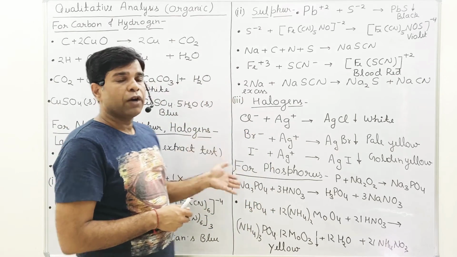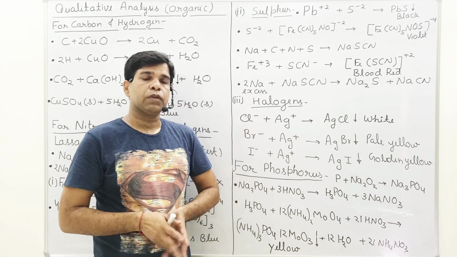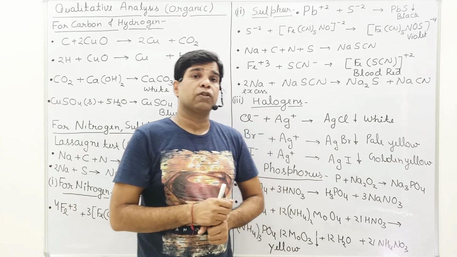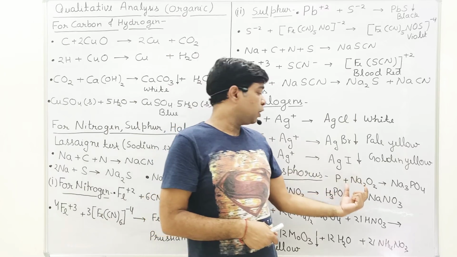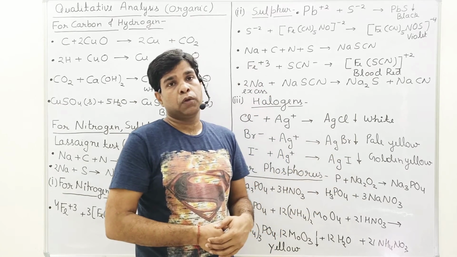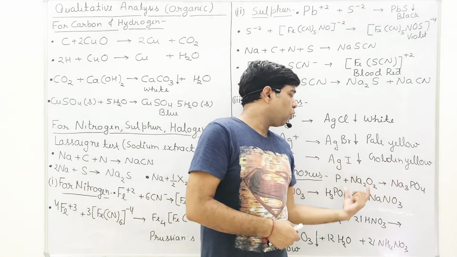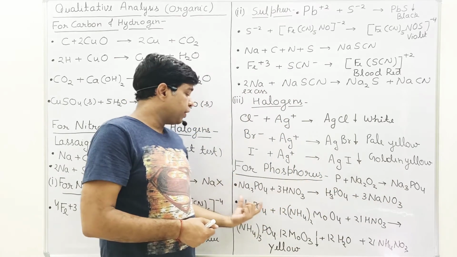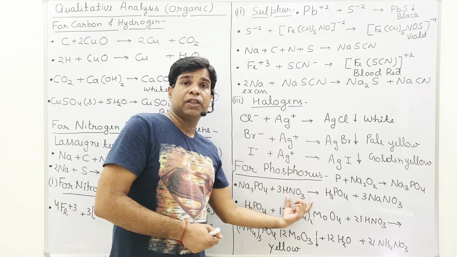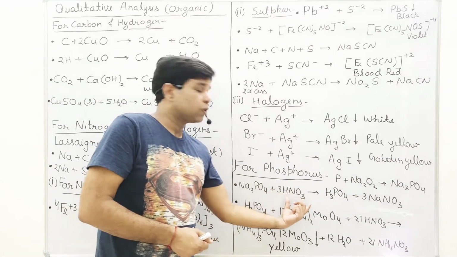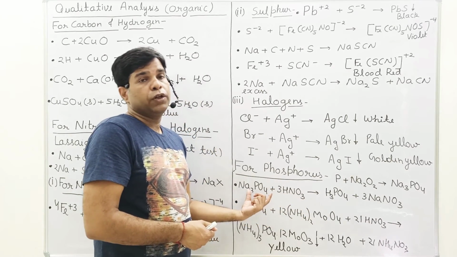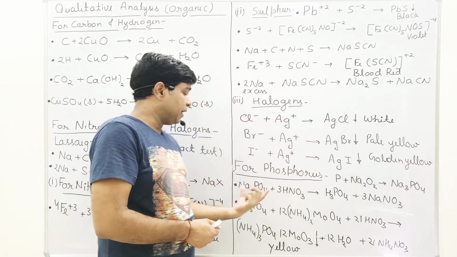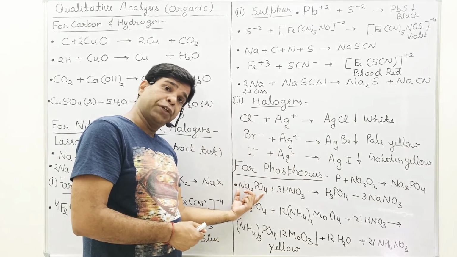Now you see what we do for the phosphorus. First, the compound in which we want to check the presence of phosphorus is heated with the sodium peroxide. With the sodium peroxide, all the phosphorus is converted into sodium phosphate. That sodium phosphate is acidified with the HNO3. HNO3 is the stronger acid and sodium phosphate is the salt of the weak acid, so it has to be a strong conjugate base.